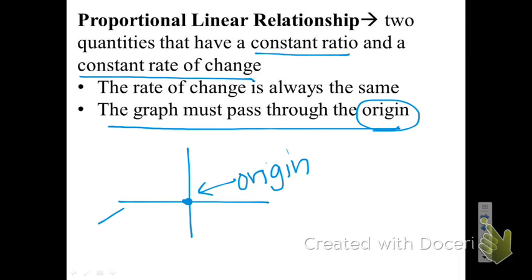So if I have a graph like this of a line and it does not pass through the origin, this line is not considered to be proportional. However, if I take another line like this and it does pass through that origin, then we say it's proportional.